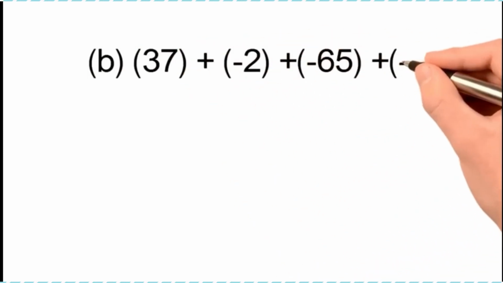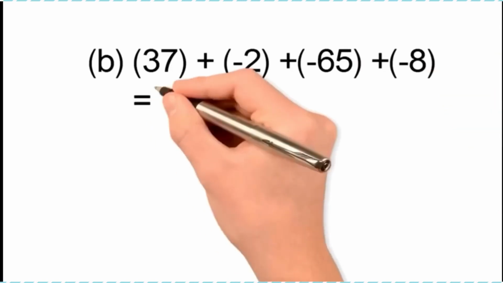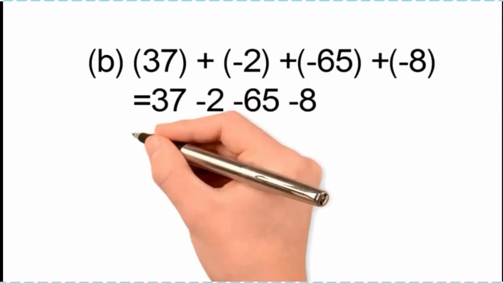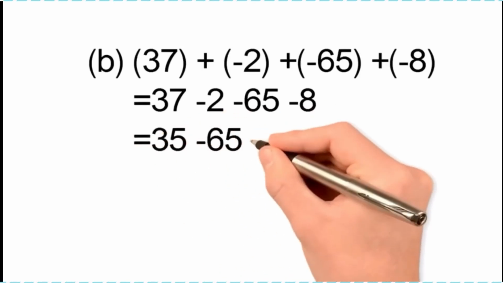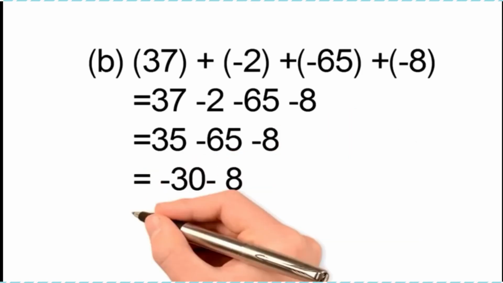B question, 37 plus minus 2 plus minus 65 plus minus 8. Open all the brackets and change the sign. Do the calculation from the beginning according to the sign rule that we have discussed earlier. So this will be 35 minus 65 minus 8. Again 35 minus 65, you will get the answer minus 30 minus 8. Okay? Because here the greater number is negative, the answer will be minus, and the final answer will be minus 38.